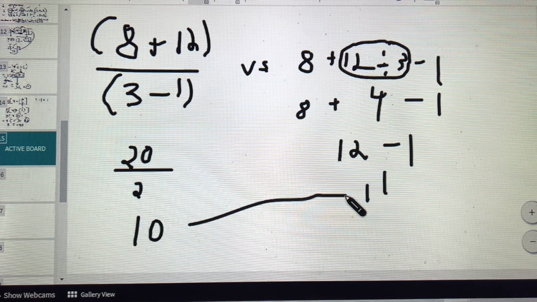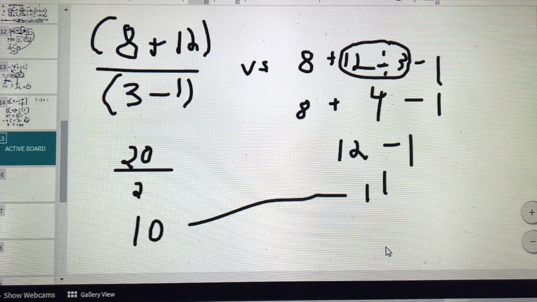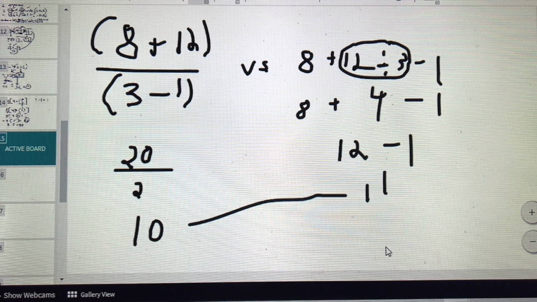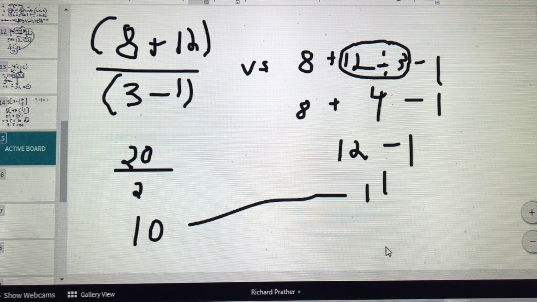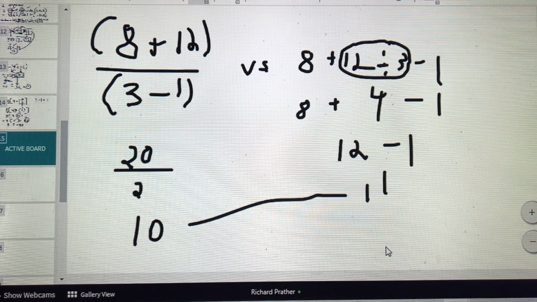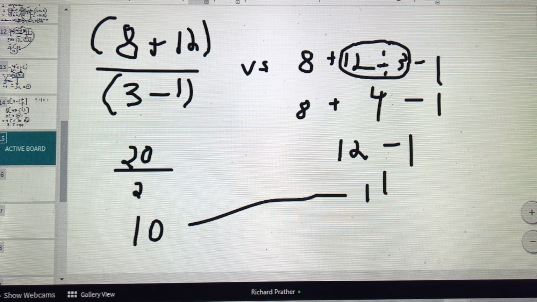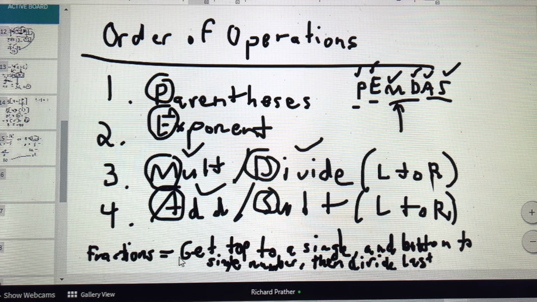Notice the answers aren't the same. And sometimes they're quite different. In a rare case, they might by coincidence be the same thing, but they're usually different. So it's just kind of its own rule that fractions, try to get the top down to a single number first, then get the bottom down to a single number, and then you divide those two last, even though that's not normally the last step.